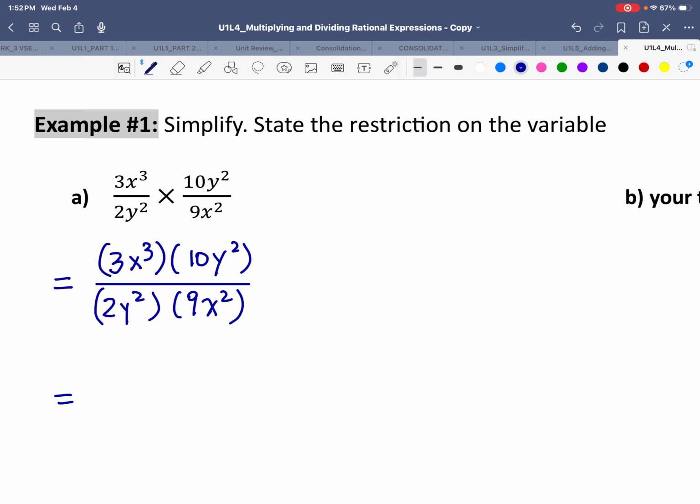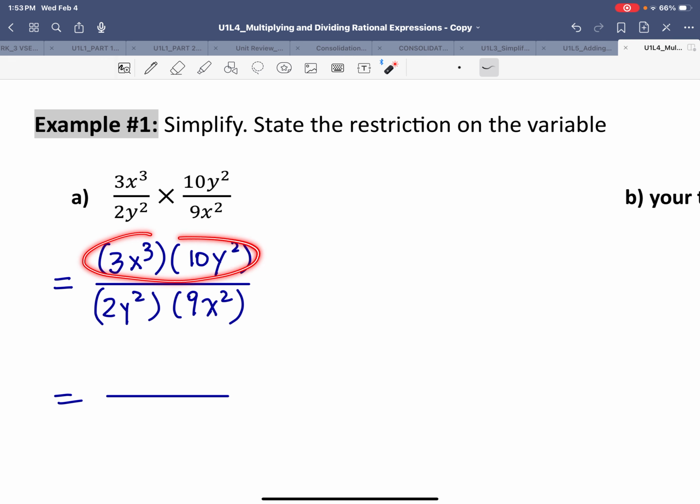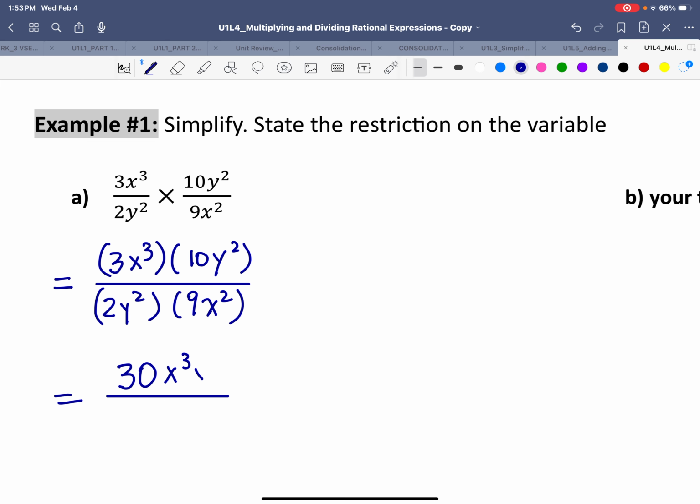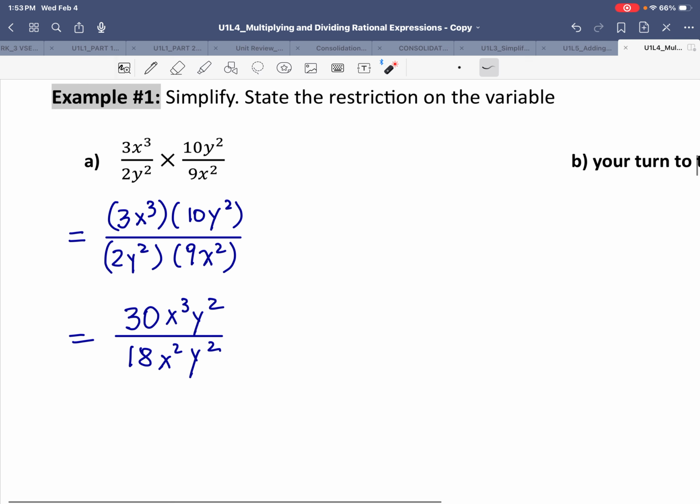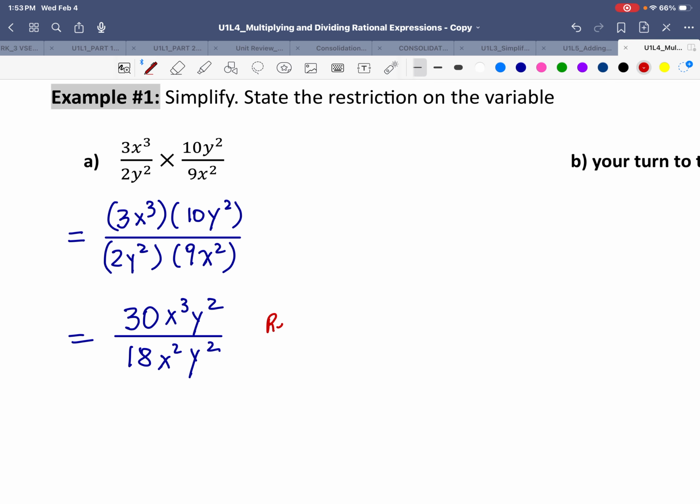Okay. Now, if you're thinking of simplifying, hold your thoughts. We're not there yet. Don't simplify yet. So we're going to rewrite the expression in the numerator in a more simplified form. So numbers will multiply each other. The 3 and the 10 will give a 30. And then we have x cubed and y squared. And then we have 2 and 9 together, 18. And then we have x squared and y squared. And obviously you want to put the variables in the same order so it's easier for us to understand what to simplify with what. And once you have multiplied numerators and denominators, it's time for restrictions.